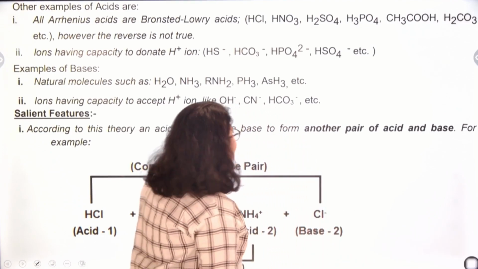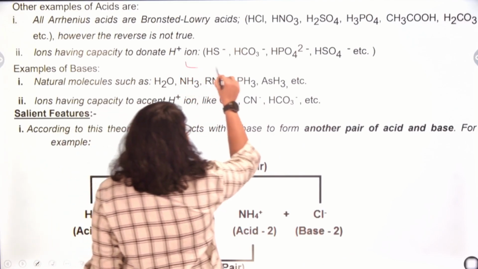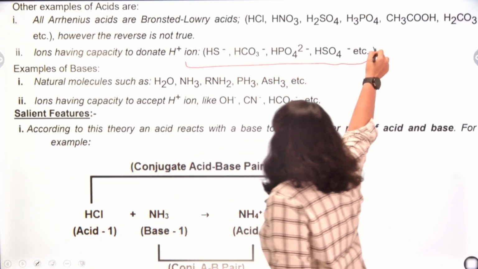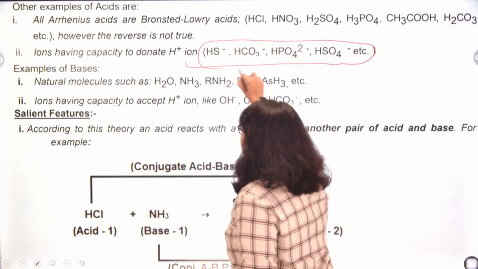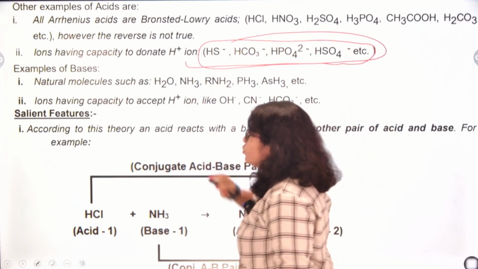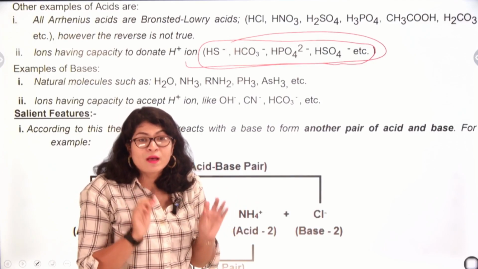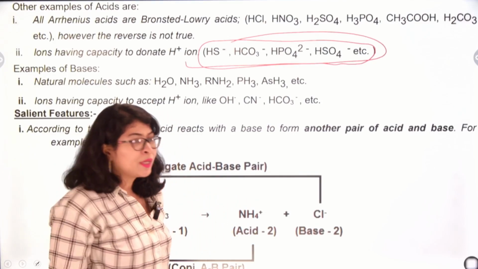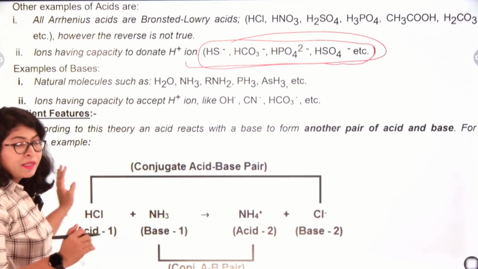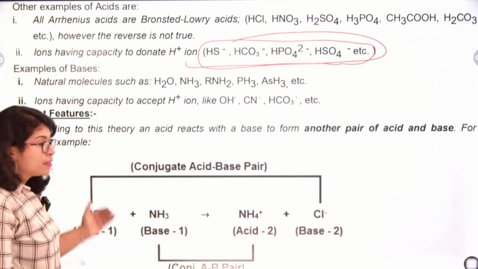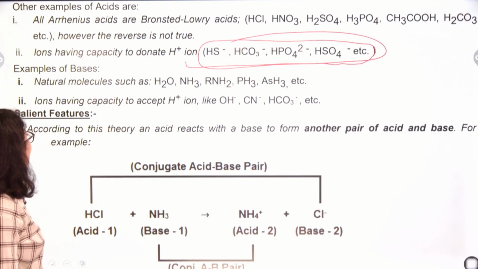So if I see these ions, HS-, HCO3-, HPO4 2- or HSO4-, they also have a tendency to give H+ ions. So here the concept of conjugate acid base pairs comes into existence. I will explain the conjugate acid base pairs in a while. Let me give you the example of bases.